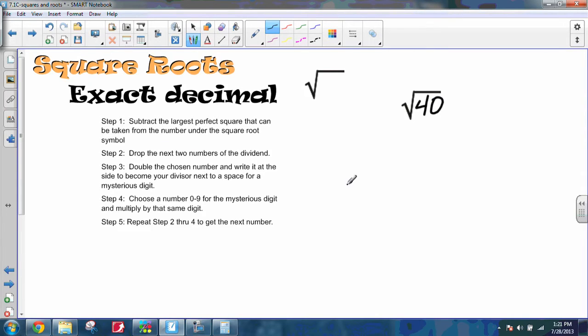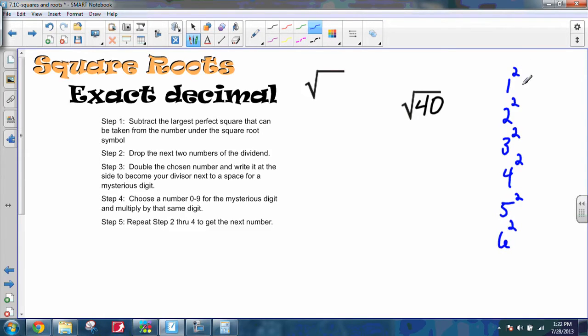Well, the first step says to subtract the largest perfect square that can be taken from the number under the square root symbol. So, how do I find the largest perfect square? Well, I count by powers. So, 1 squared, then 2 squared, 3 squared, 4 squared, 5 squared, 6 squared.